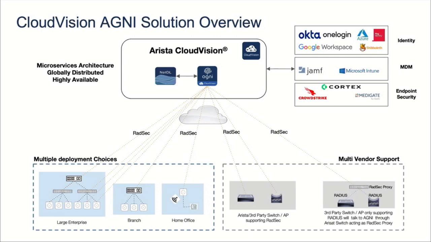You may ask the question, what about third-party network devices? With AGNI, you can directly terminate RadSec even with third-party network access devices, be it an access point or a switch, because RadSec is a well-known, industry-standard, RFC-based protocol. AGNI natively terminates RadSec connectivity even with third-party network vendors without requiring any edge device to be installed on premises. So this is a great differentiator.